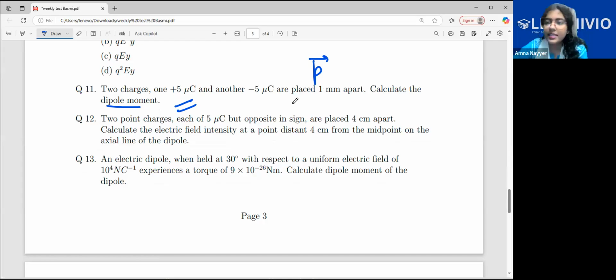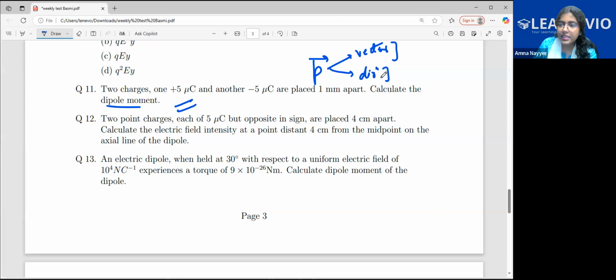Why am I emphasizing this so much? Because in your CBSE there is a marking scheme which will be followed in your board exams. When we say this is a vector quantity, some marks will be put for its calculation. When we say it has a direction, some marks will be put for the direction. If direction is not mentioned, half a mark can be cut.